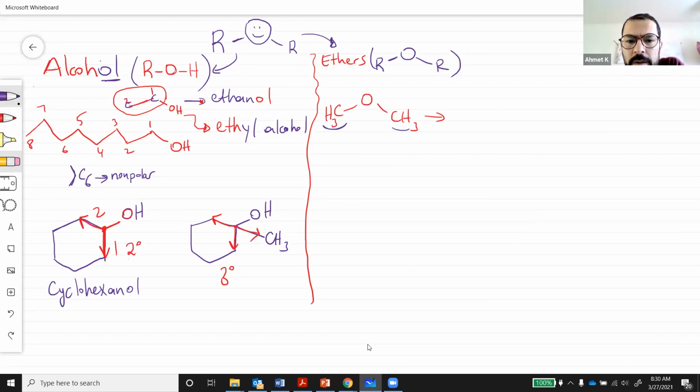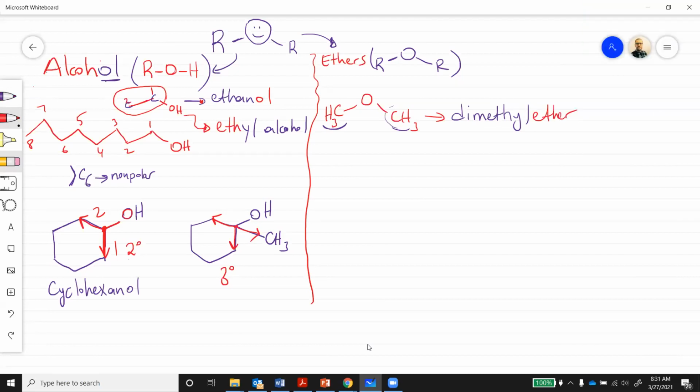If you have one carbon, what was that? Methane. But now this is an R group. What do you call it? It's methyl. Again, the R group is methyl. So you have methyl, and since you have two of them, I'm going to call it di, right? And I'm just going to add the functional group, which is ether: dimethyl ether. Make sense?